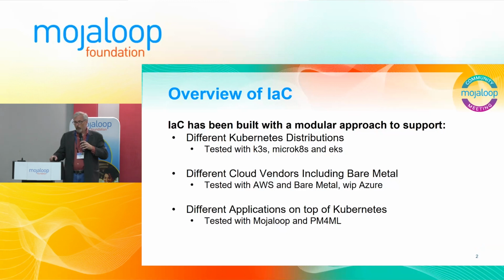The other thing that I wanted to mention about James' intro is he did mention that the IaC has been present within the Mojaloop GitHub repos and has been used. The first approach was with AWS, and the code that was built was very specific to AWS.